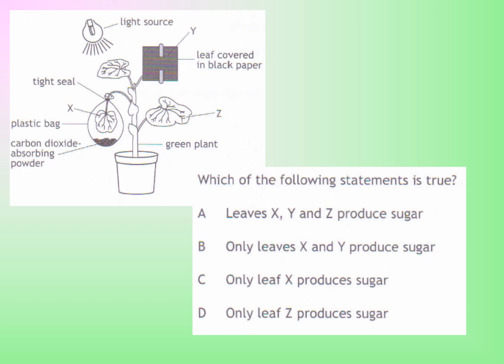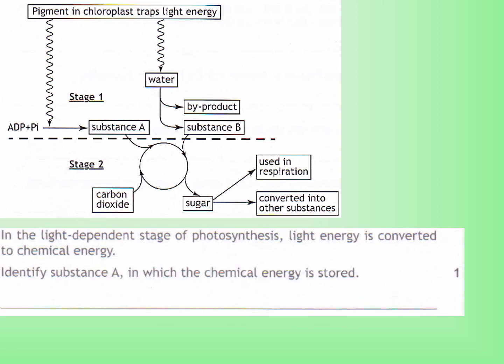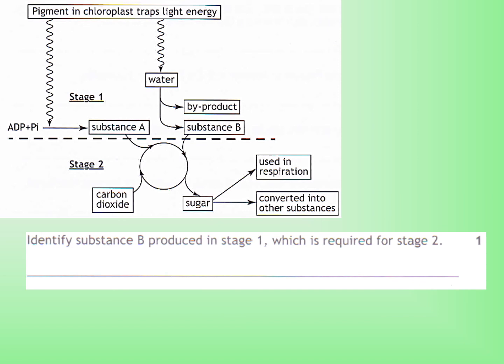Okay, which of the following statements is true? A, B, C, D. Now we've done this one before, so it should be quite easy. Which 2 out of the 3 are not going to be able to carry out photosynthesis and produce sugar? So what's the only one that is? D. Okay, then the pigment in chloroplasts which traps the light energy is chlorophyll. Chloroplasts contain chlorophyll. In the light-dependent stage of photosynthesis, light energy is converted to chemical energy. Identify substance A in which the chemical energy is stored. ATP.